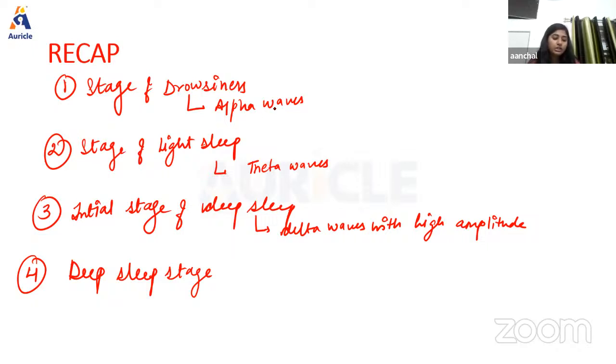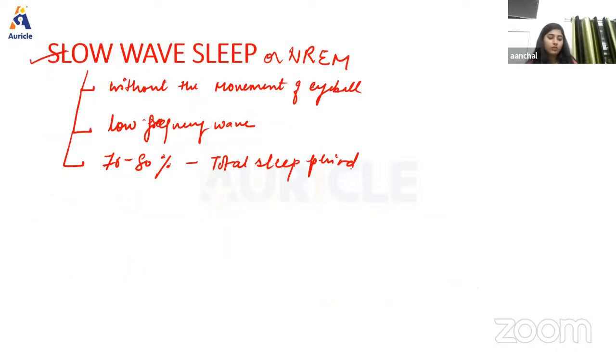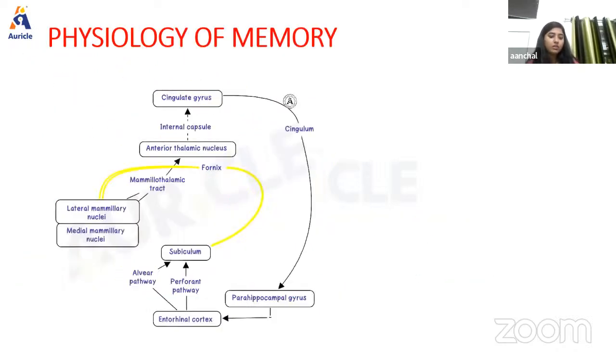So during this stage, the delta waves again appear and become more prominent, but with low frequency and high amplitude. Okay, so this is all about the stages of slow wave sleep. Okay, now the next topic we have is the physiology of memory.